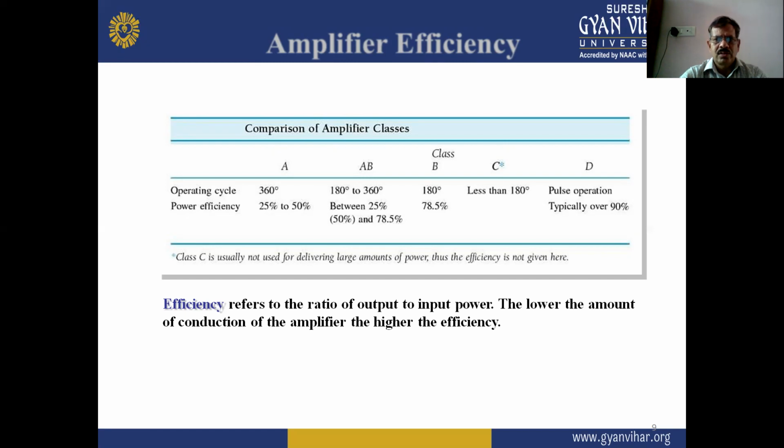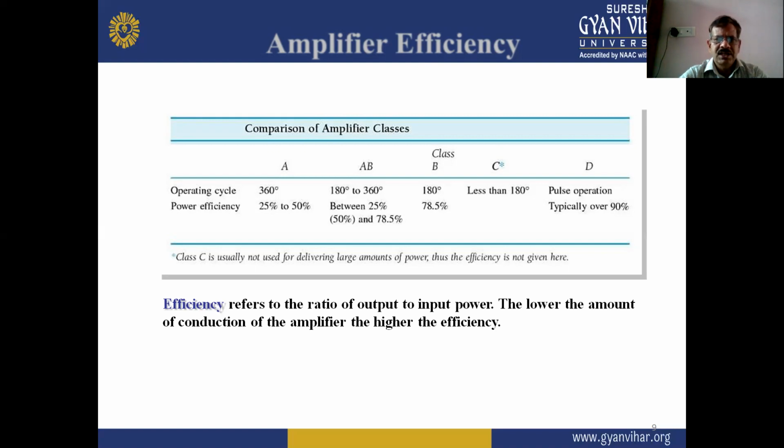So next parameter is the power efficiency. What is the power efficiency in class A amplifier? That is 25% to 50%, and the power efficiency of class AB is between 50% and 78.5%, and the power efficiency of class B is 78.5%, and the efficiency of class D amplifier is typically over 90%.